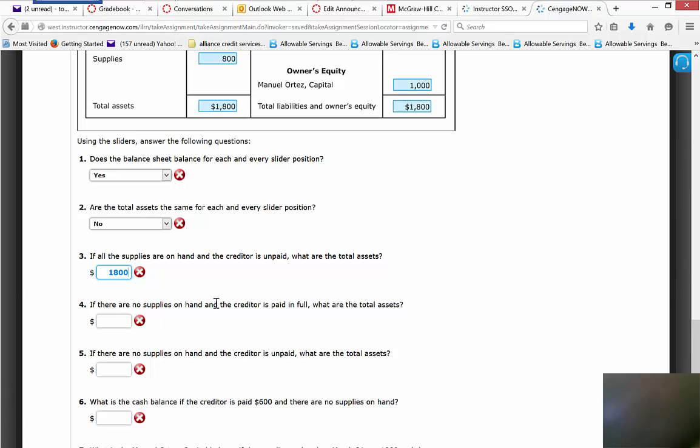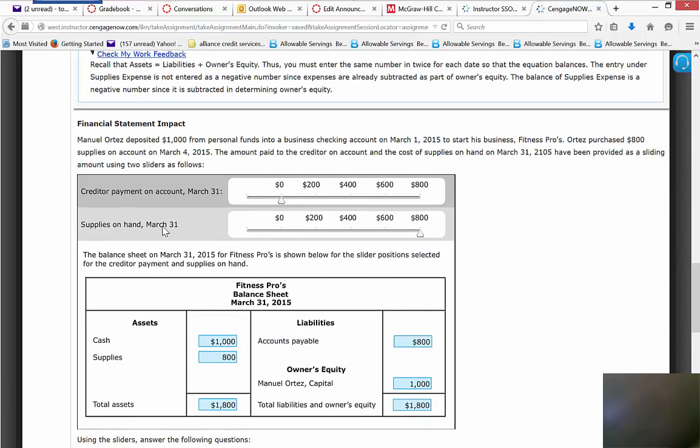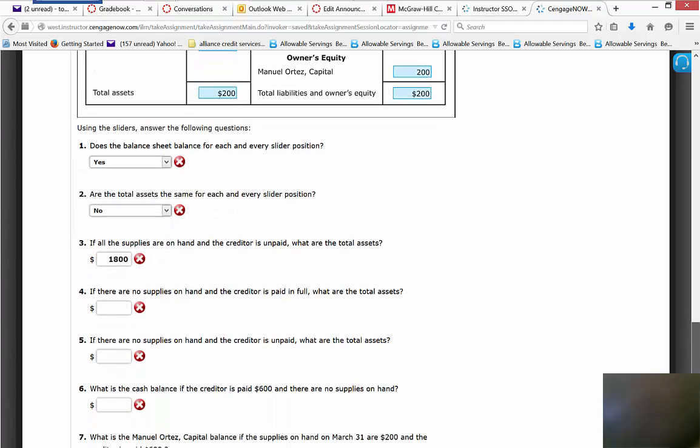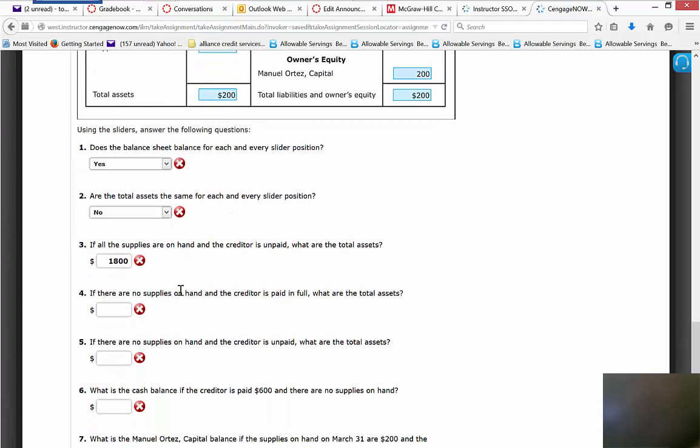If no supplies on hand and the creditor is paid in full, what are the total assets? Okay, so if the creditor is paid in full, we paid the creditor $800. Okay, so we've got 0 accounts payable, and we've got no supplies on hand. Come back here to 0. That means we have $200 of assets. So if there are no supplies on hand and the creditor is paid in full, what are the total assets? And that's going to be 200.